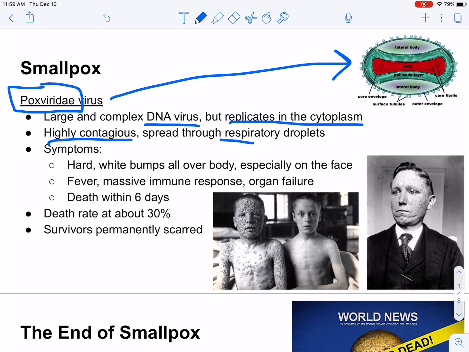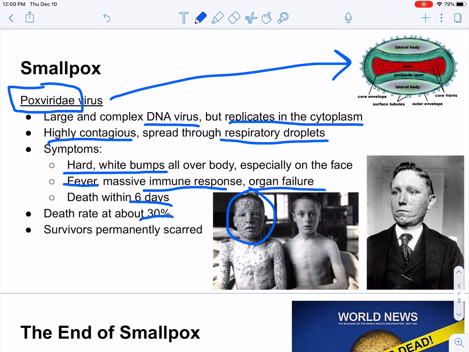It spread through respiratory droplets and could survive in the air for long periods of time. As long as it got into the nose or mouth, it would then infect the body. Characteristic symptoms were these hard white bumps that were all over the body, as you can see here. They concentrate especially on the face. And then fever would develop, and usually within 6 days after the fever developed, death, usually due to just massive overactivity of the immune system and general organ failure.